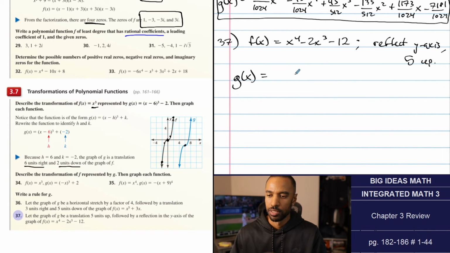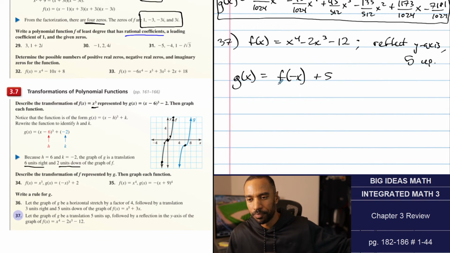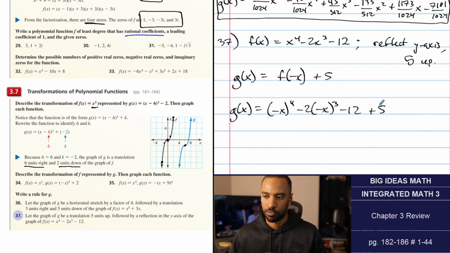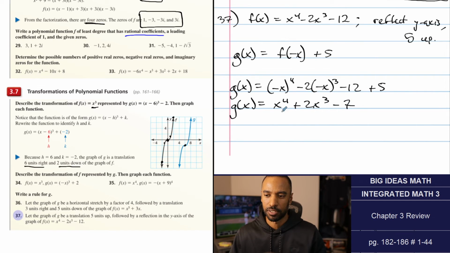g of x. We're going to take f of negative x. We're going to substitute a negative to reflect across the y-axis. The 5 up is unaffected by the negative x. It's on the outside, it adds afterward anyway. So we'll be good just doing these both at the same time. We're going to substitute negative x anywhere we see an x, like that, and then right here is that plus 5. It just hits on the outside. It's just going to combine with the negative 12, right? So this becomes x to the fourth plus 2x cubed minus 7.